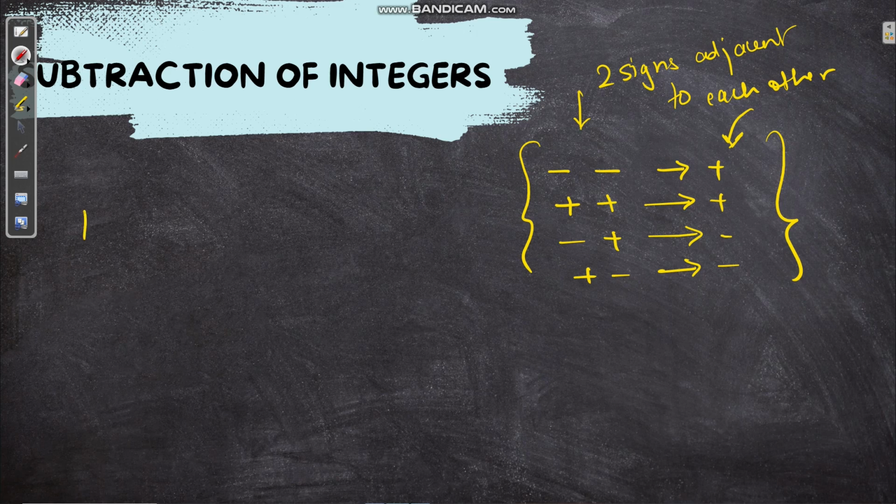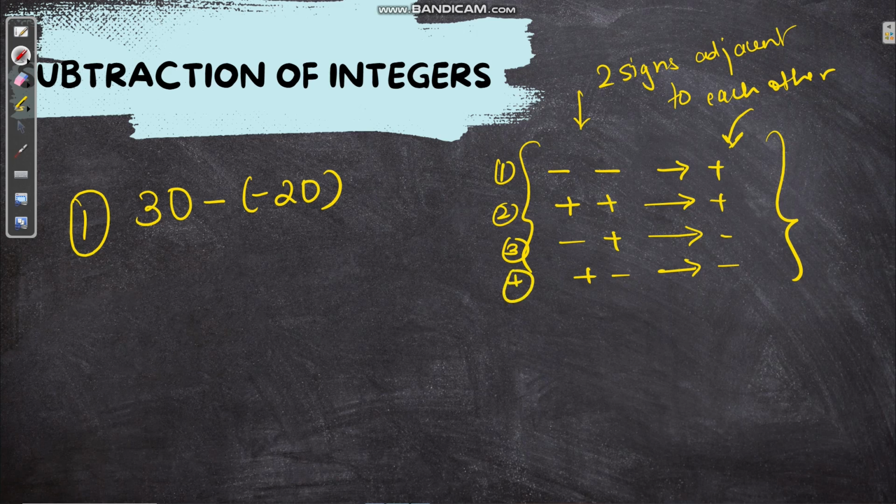Okay, let me give you an example. The first example is 30 minus of minus 20. Now pay attention over here. I'll just name these as 1, 2, 3 and 4. Outside the bracket there is minus, inside the bracket there is minus. Look at number 1. You have two signs adjacent to each other and both of them are minus. So this will be converted to plus. So 30 plus 20, the answer is 50.